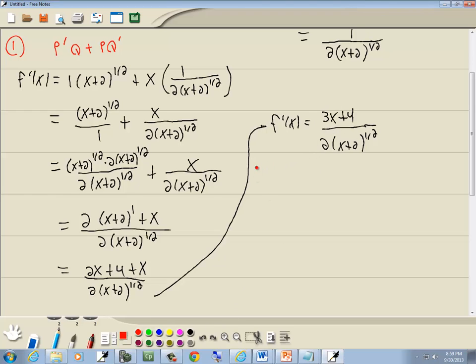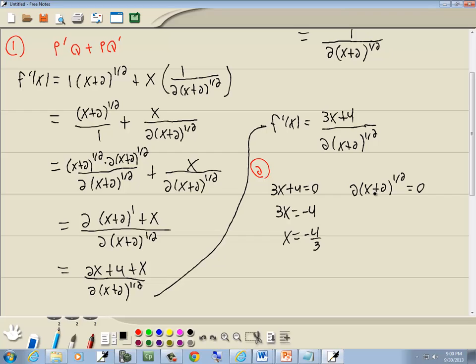So step 2, find our critical numbers. We're going to set the top part equal to 0, so set 3x plus 4 equal to 0, and we'll set the bottom part equal to 0: 2 times (x plus 2) to the 1/2 equal to 0. Now 3x plus 4 is equal to 0. Take the 4 to the right side, becomes a negative 4. Divide both sides by 3, and we get x is equal to negative 4/3.